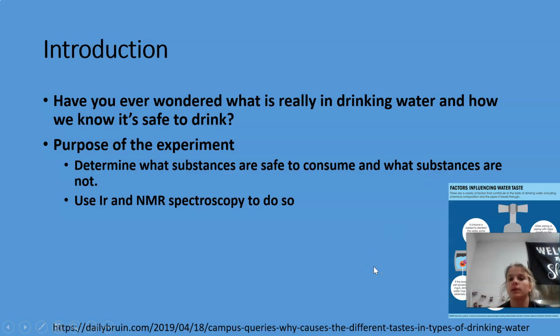Have you ever wondered what's really in your drinking water and how we know it's safe to drink? That's basically the purpose of the What's in the Water experiment. It shows a way that chemists can figure out what water is safe to be drinking water and what's not. We had to determine what substances are safe to consume and what aren't, and to do that, we used IR and NMR spectroscopy.